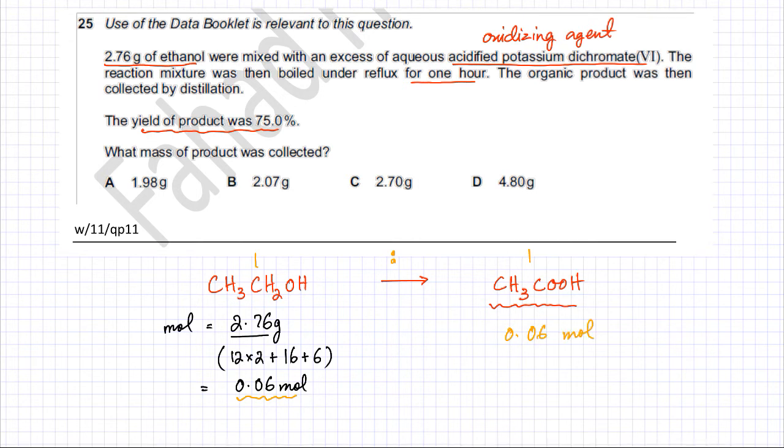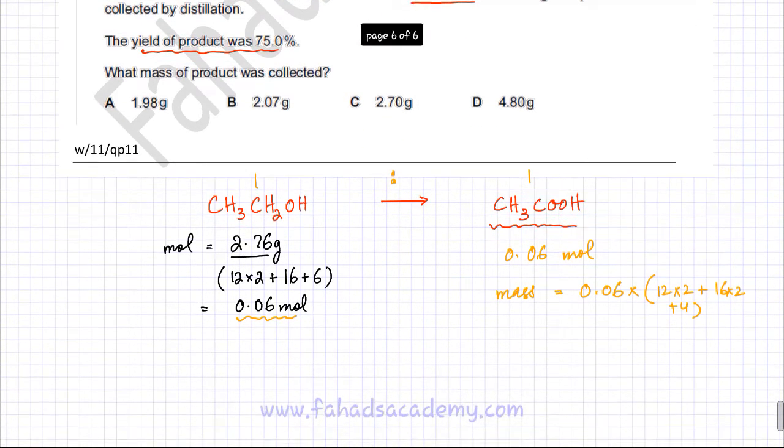ethanoic acid. Now you're given the moles, so you can find the mass. Mass would be moles multiplied by the molar mass of ethanoic acid, which would be 2 carbons, so that's 12 into 2, plus there are 2 oxygens, so that's 16 into 2, plus you have 4 hydrogens. If you total that, this would be 24 plus 32 plus 4, that would be 60. Using my calculator, the value for this comes out to be 3.6 grams. Now this is your theoretical value.